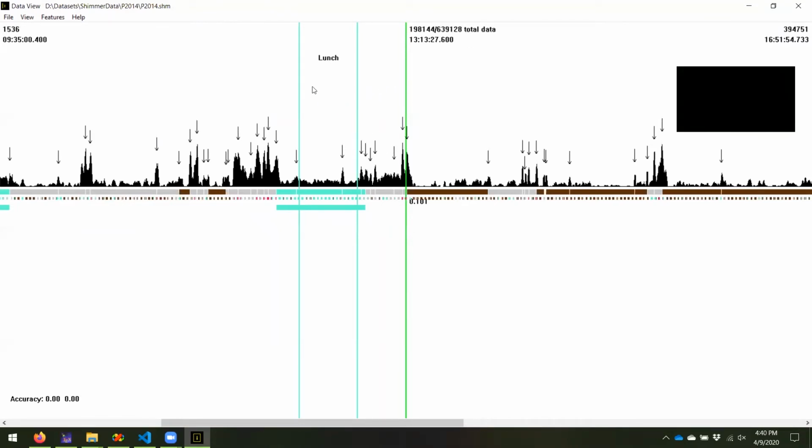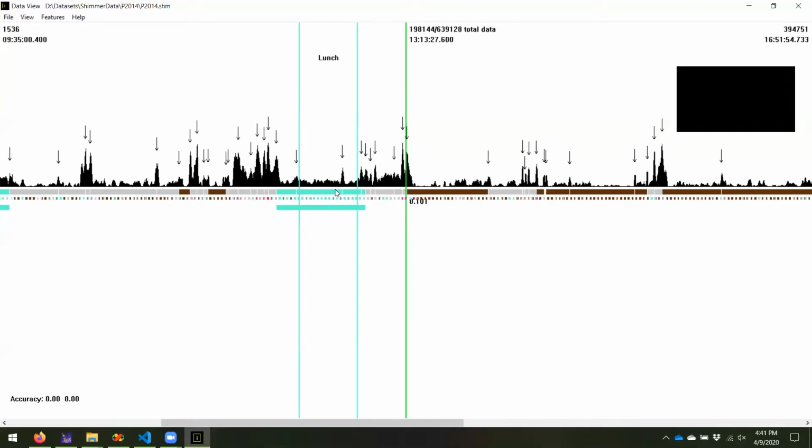On screen, you also see two blue vertical lines which indicate when the subject said they were eating. These lines are used as ground truth labels for our classification algorithm. Results of classification are indicated by the colors under the black line.